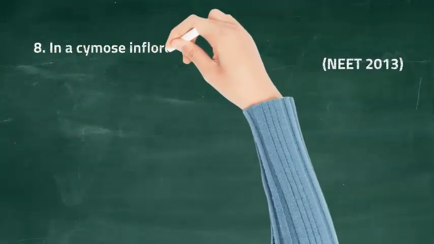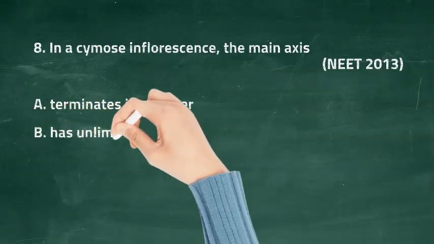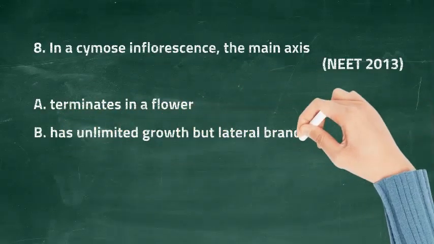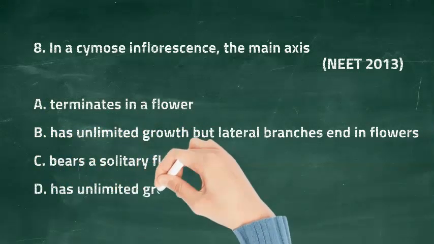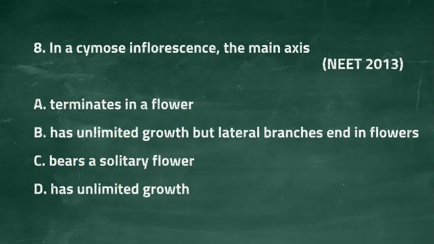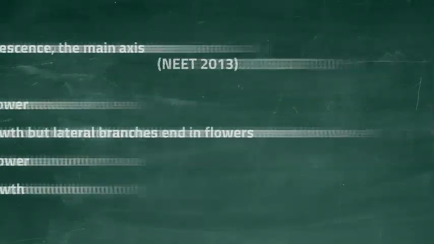Question 8. In a cymose inflorescence, the main axis, option A, terminates in a flower. Option B, has unlimited growth but lateral branches end in flowers. Option C, bears a solitary flower. And option D, has unlimited growth. The right answer is option A, terminates in a flower.